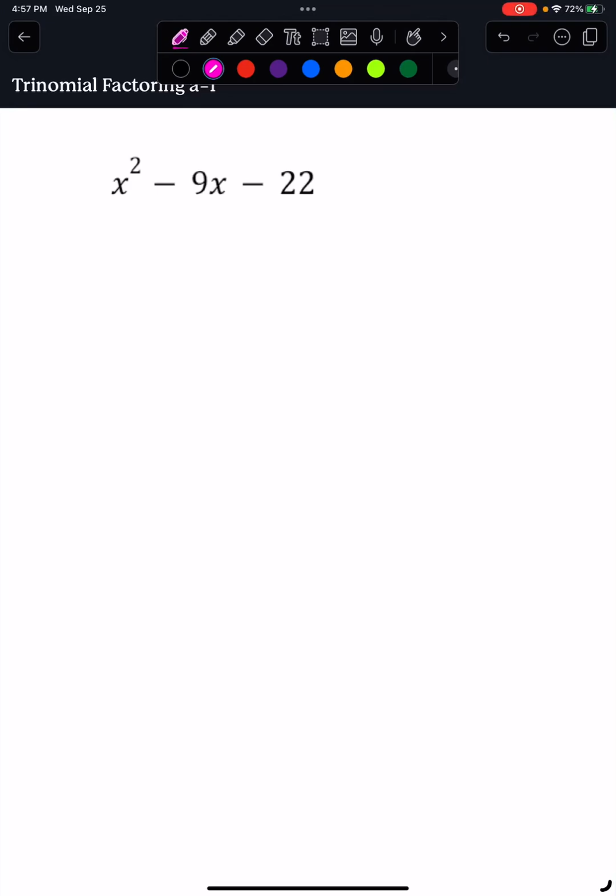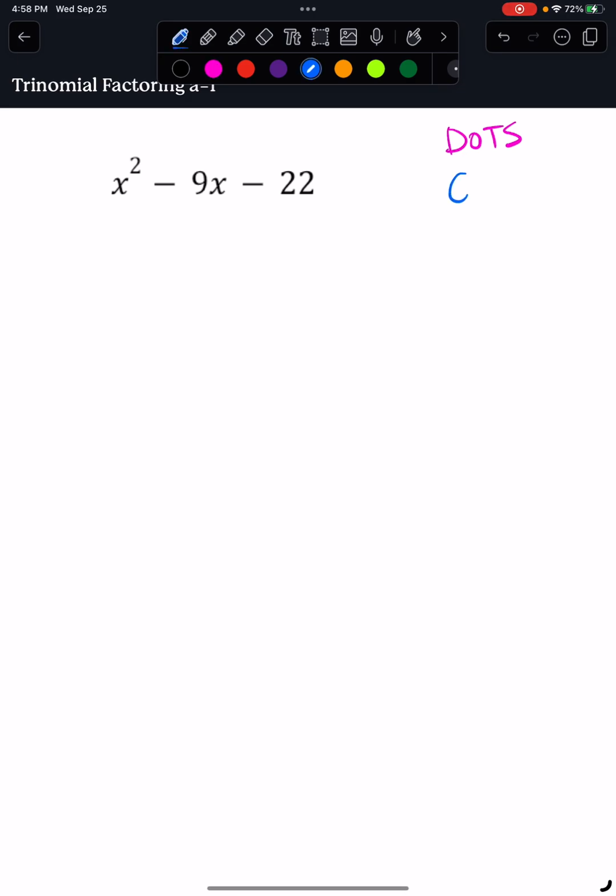We're going to factor the trinomial x squared minus 9x minus 22. So the first thing we want to consider is, do we have, not GCF, do we have the difference of two perfect squares? And because we have a trinomial and not a binomial, there is no difference of two perfect squares. That would only be if we had two terms.